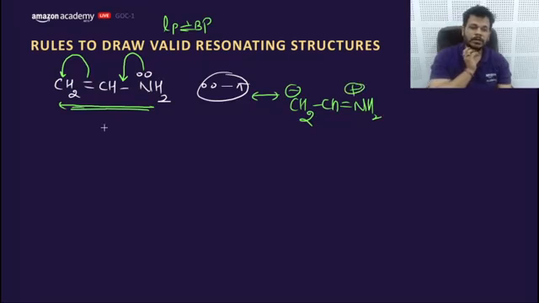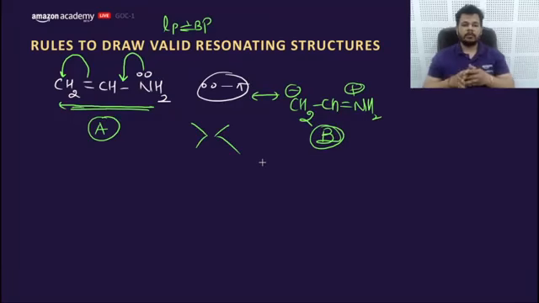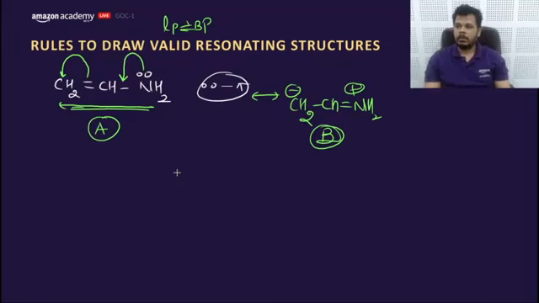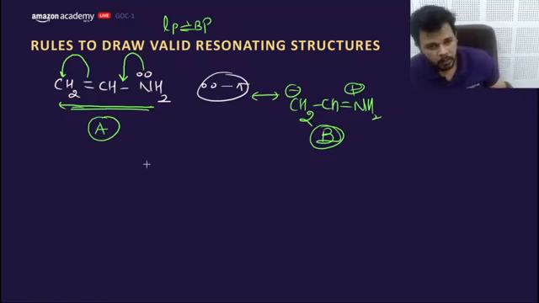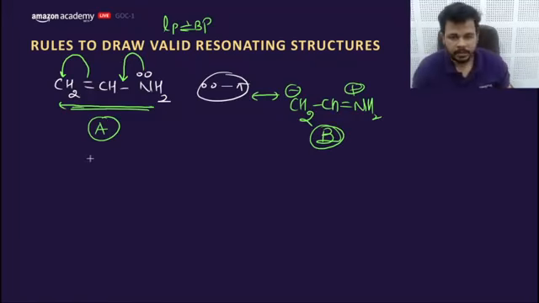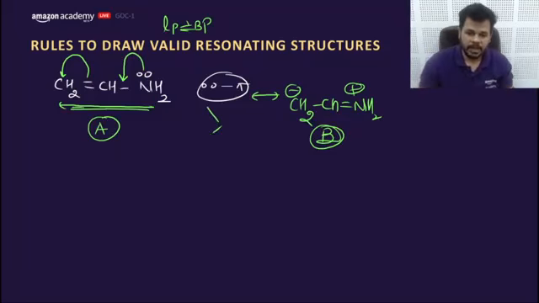Now the next part of it is stability comparison. A or B, which is more stable? Tell me, which is more stable, A or B? What would be the answer? Which is the more stable resonating structure, A or B? What is the rule to decide the stability of RS? A would be more stable. Why would A be more stable?